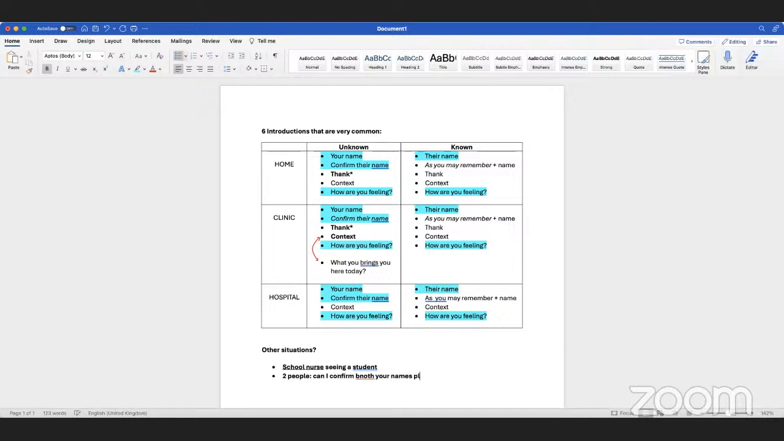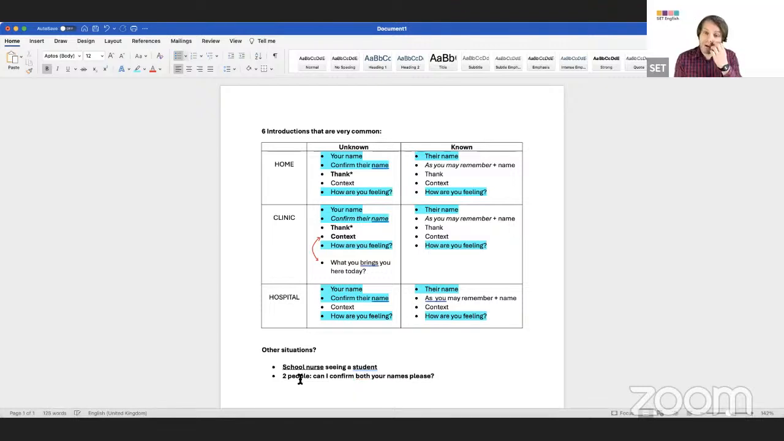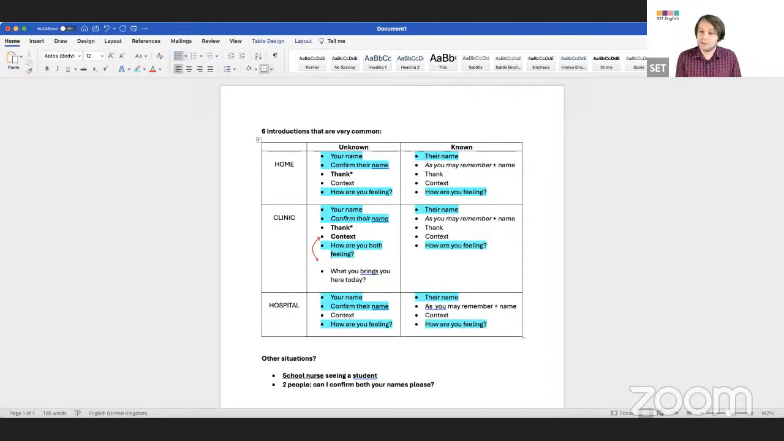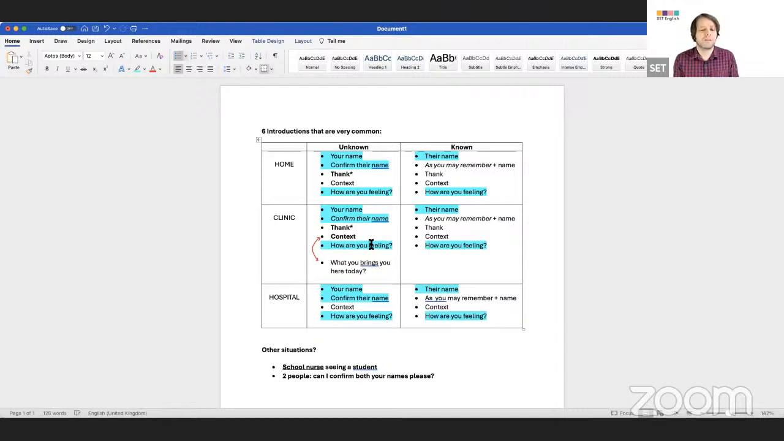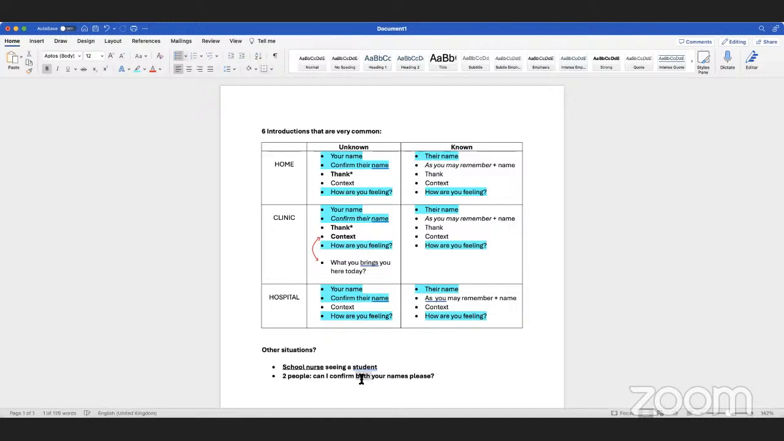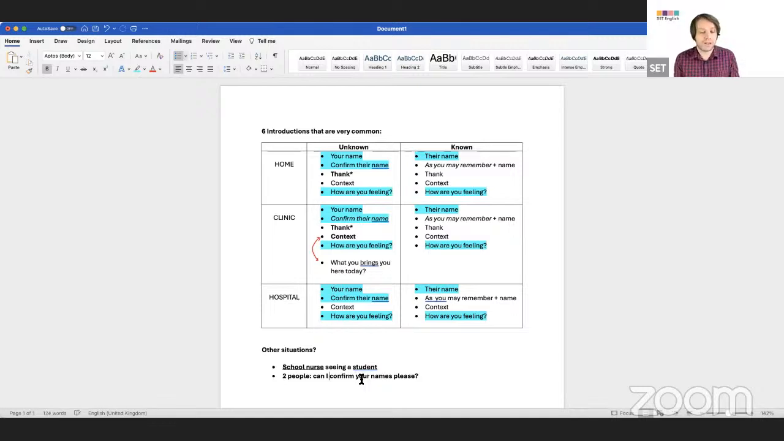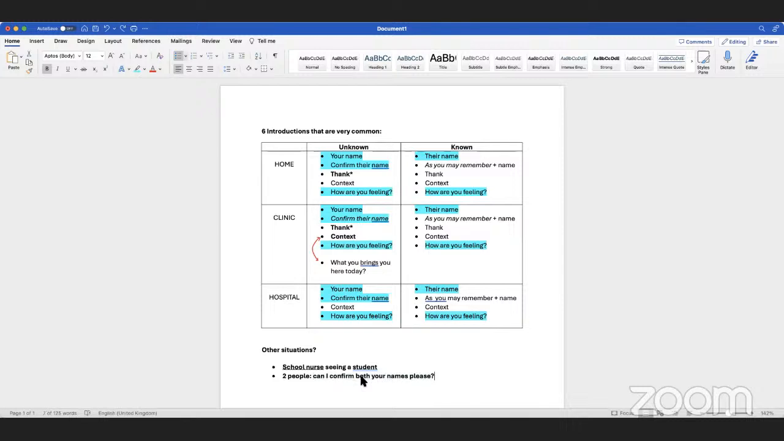You can also say, guys, what about this? How are you both feeling? What does both mean, guys? Both persons, all of you. And guys, don't make this mistake. Sometimes students say this: can I confirm your both names, please? So let me just put this here, guys. Write this down, please, because this is a common mistake.